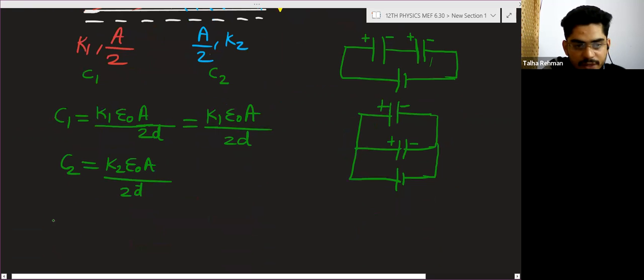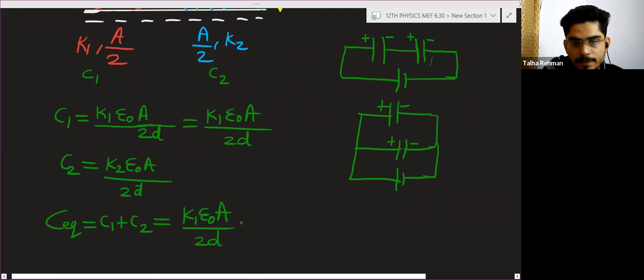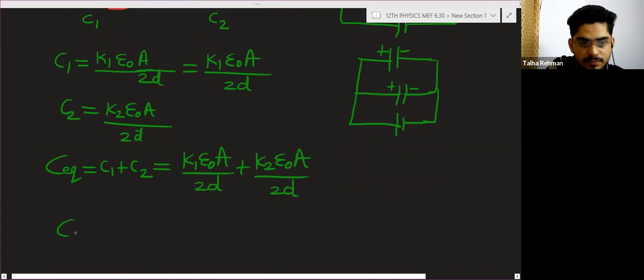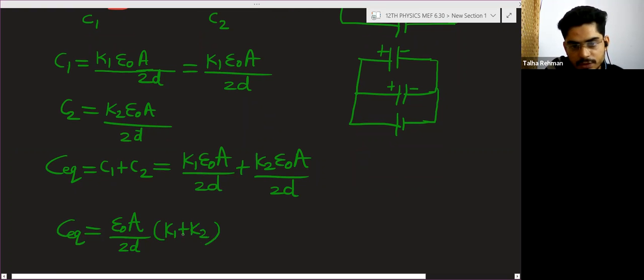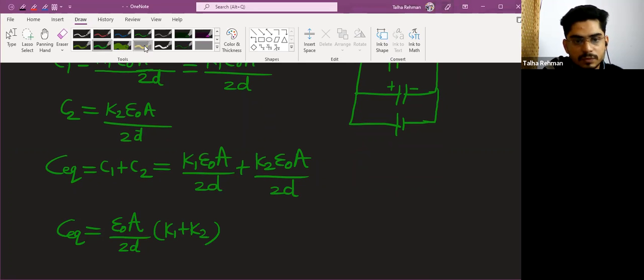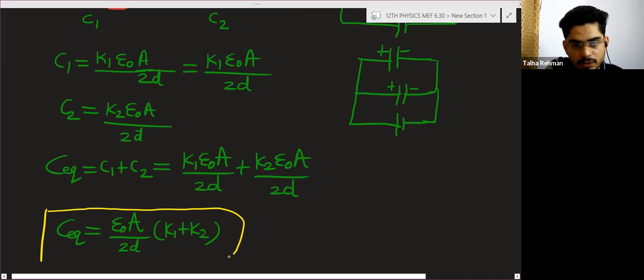So for this combination, if I want to calculate C equivalent, this will become C1 plus C2, and what is C1? K1 epsilon naught A by 2D plus K2 epsilon naught A by 2D, and you will get the answer C equivalent as epsilon naught A by 2D times K1 plus K2. Okay.